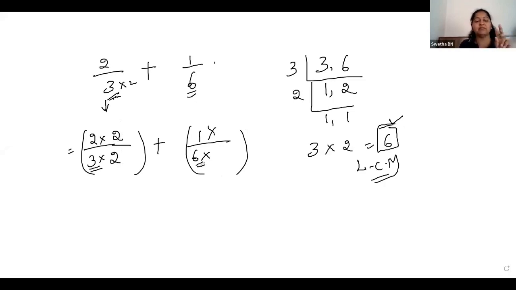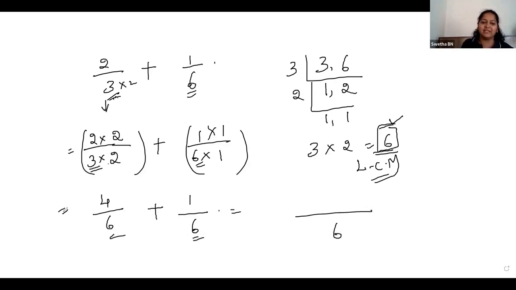Here in the second fraction there is already 6. See, the LCM is also 6. So we don't need anything, I will just write 1. Got it? Now 2 into 2 is 4 by 3 into 2 is 6, plus 1 into 1 is 1, 6 into 1 is 6. So now the denominators are the same, right? So you can add the numerators directly. 4 plus 1 is 5. So this is your answer.